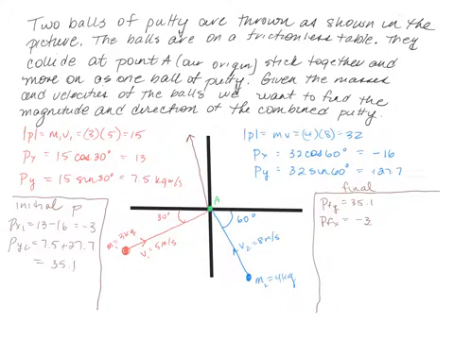Okay. The magnitude of that final momentum is found by taking the square root of the sum of the squares of the components. I have no idea why I just changed to blue, but we'll go back to brown. And the magnitude of the momentum is about 35.2.